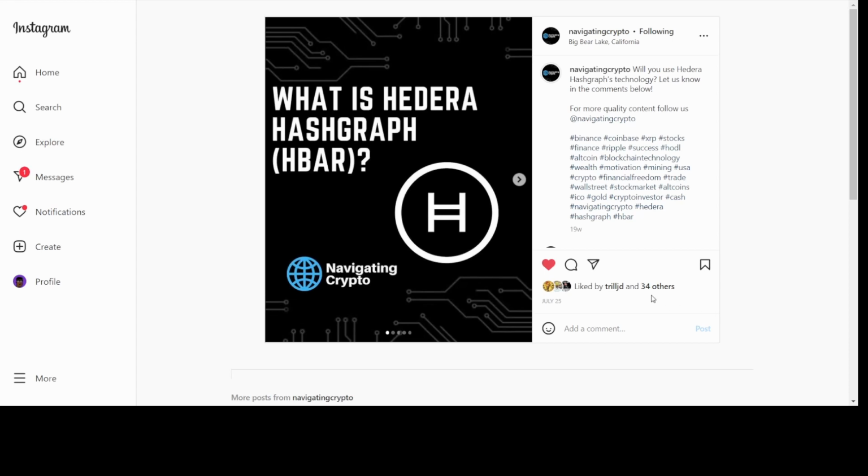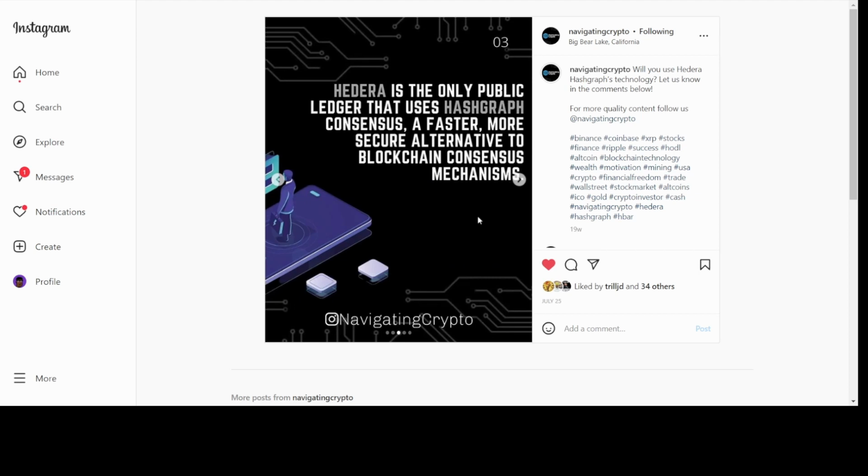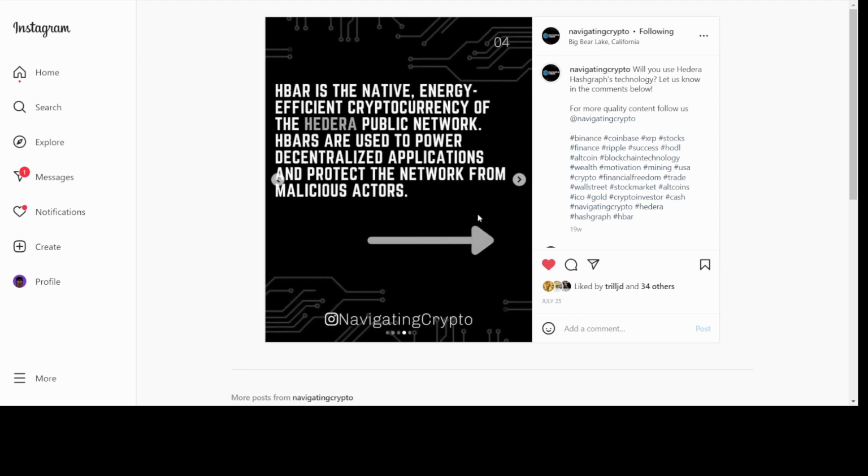So, a quick explanation of Hedera Hashgraph. Hedera Hashgraph is a crypto network seeking to serve as a platform on which anyone can transact and deploy applications. Hedera is the only public ledger that uses the Hashgraph consensus, which is a faster, more secure alternative to blockchain consensus mechanisms. HBAR is the native, energy-efficient crypto of the Hedera public network. HBARs are used to power decentralized applications and protect the network from malicious actors.